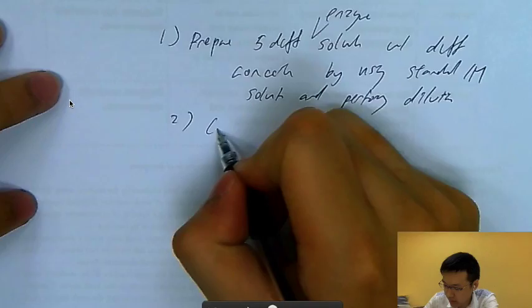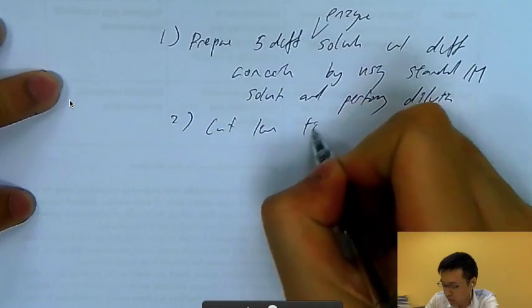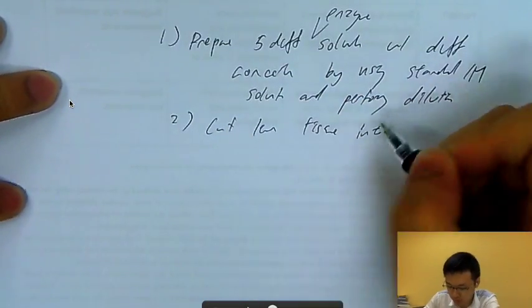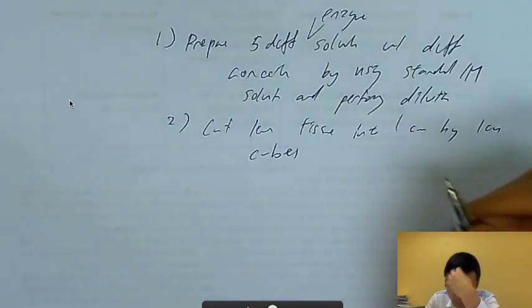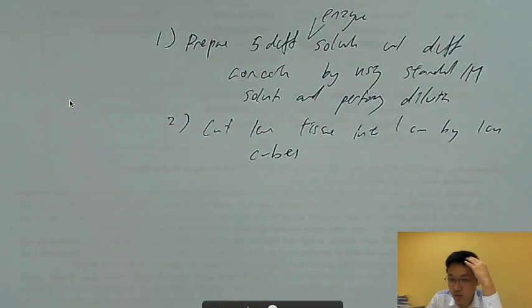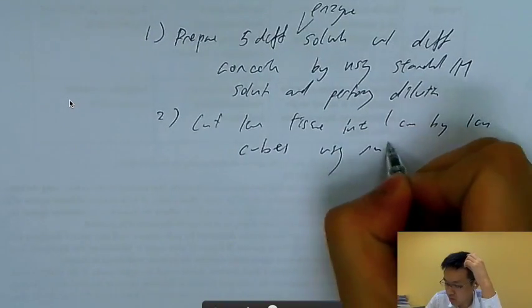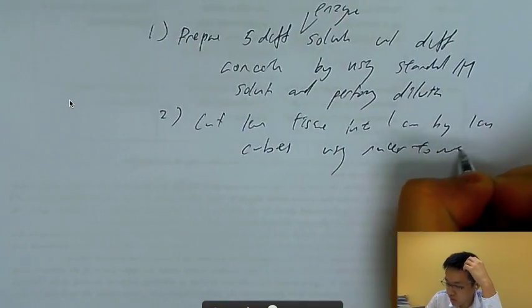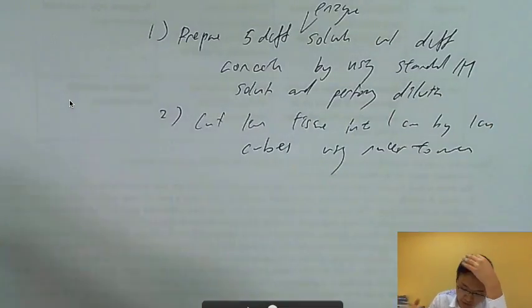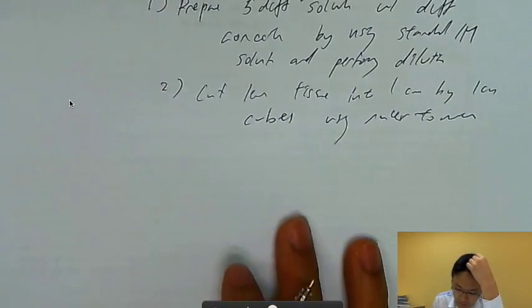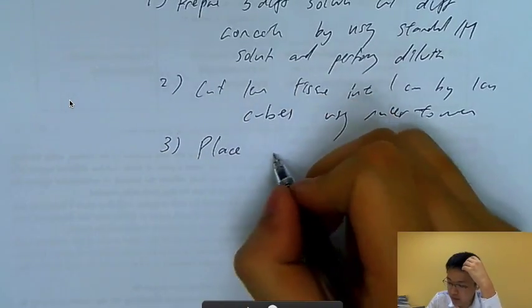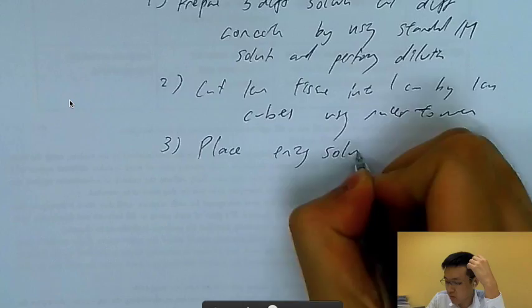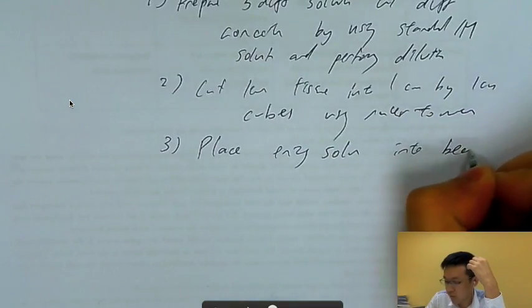Of course, now we need the liver tissues, right? So you can say cut liver tissue into 1 cm by 1 cm cubes. Okay, right? So using a ruler to measure, because you need to ensure that every single cube has the same size. And then say next step, of course, is place the enzyme solution into the beaker, right?